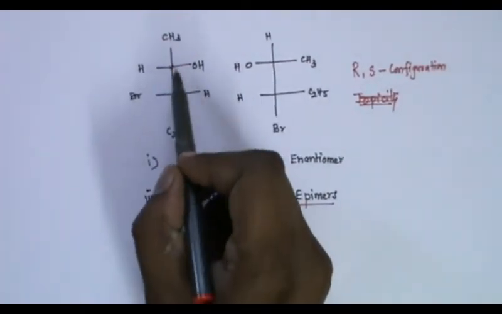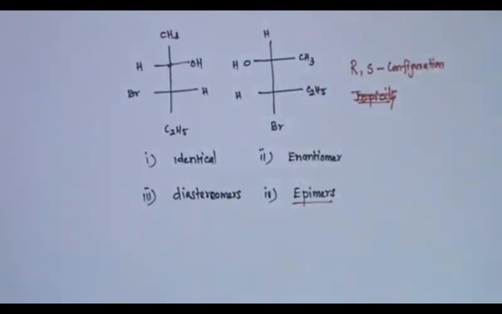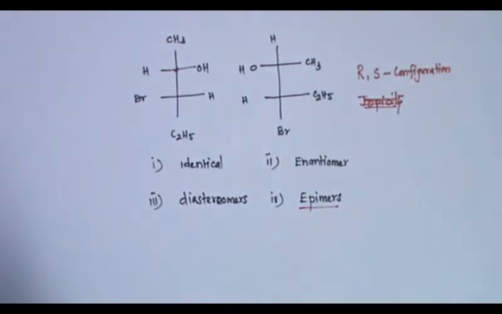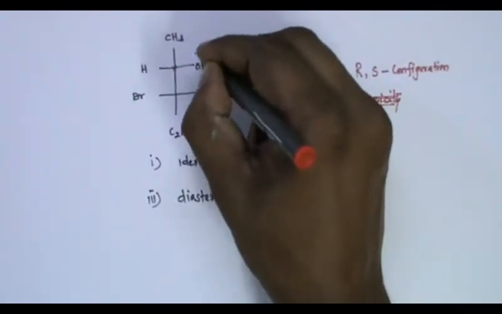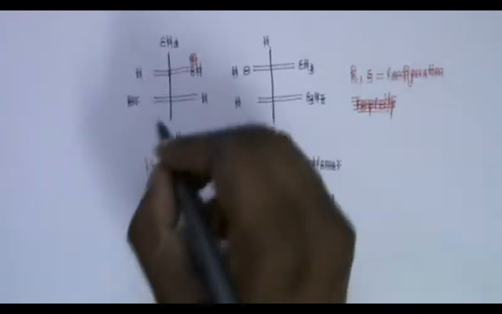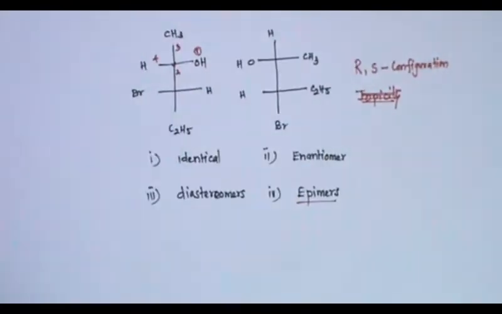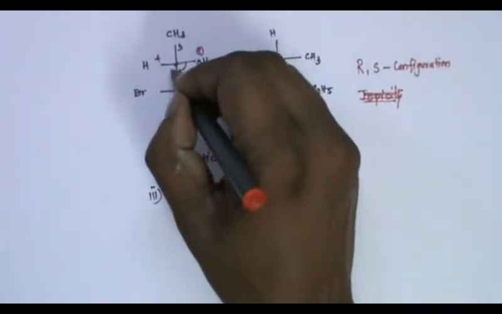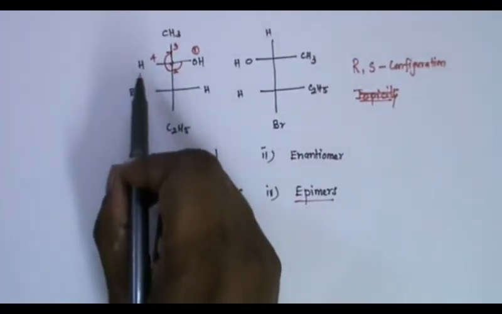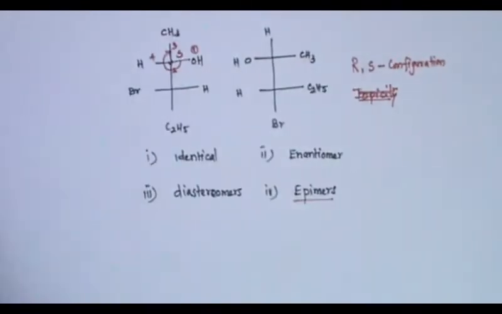There are four groups or atoms attached to that: OH, CH3, this group, and hydrogen. Here the first atoms are hydrogen, carbon, oxygen, carbon. Oxygen has higher atomic number, so this gets higher priority. Second one, CH3, here C-Br, so this should get higher priority. Third one, CH3, and this is 4. When I connect 1 to 3, what I get is R. But when the least priority is in the horizontal line, you have to just invert that. So this is S.